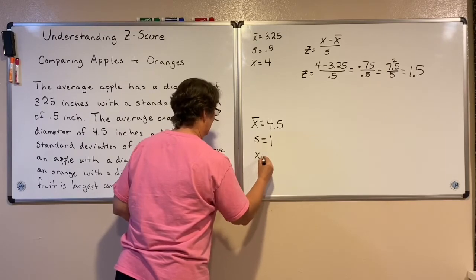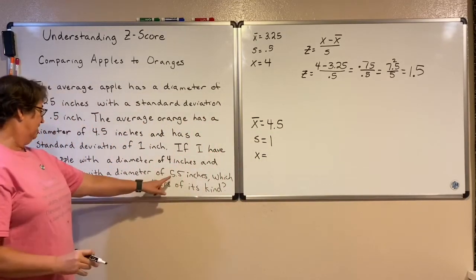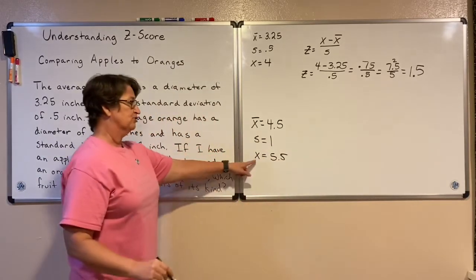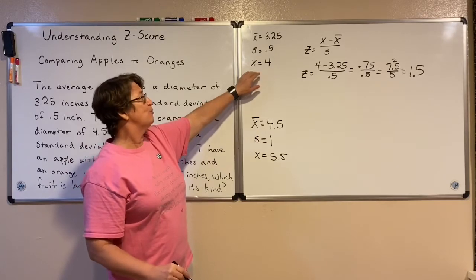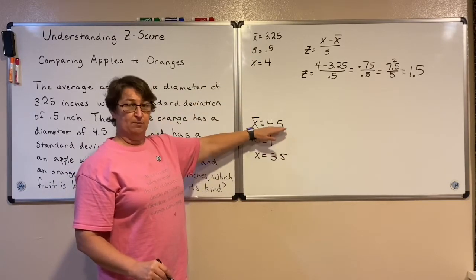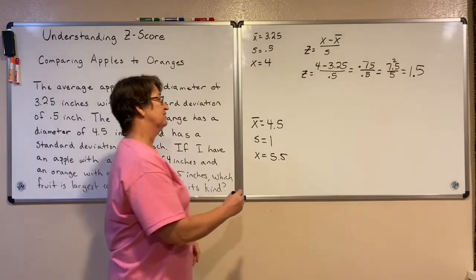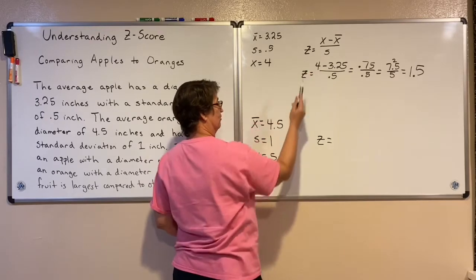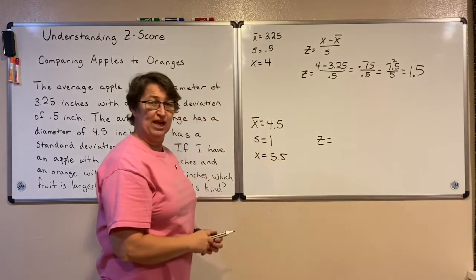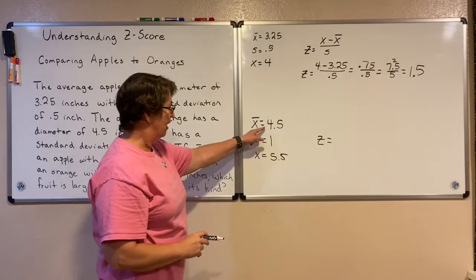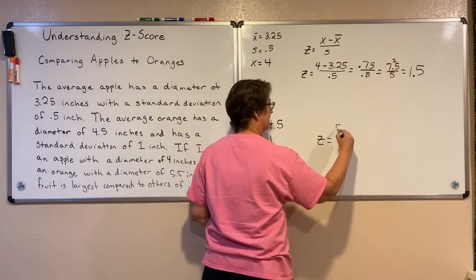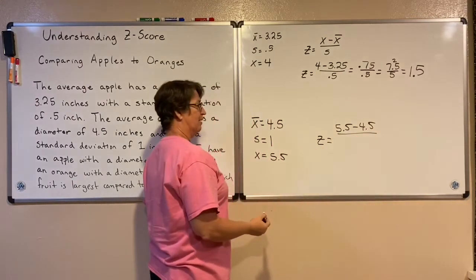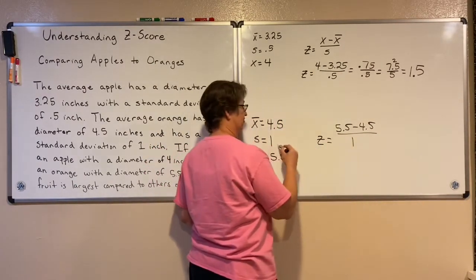And my data value, the orange that I have, is 5.5 inches. Notice that this orange is also above average. Just like my apple was above average, my orange is above average. So let's look and see if we can find the z-score for my orange. Again, I'm using my z-score formula to find out how many standard deviations this average is above the mean. I take my data value, I subtract my mean, and I divide by my standard deviation.